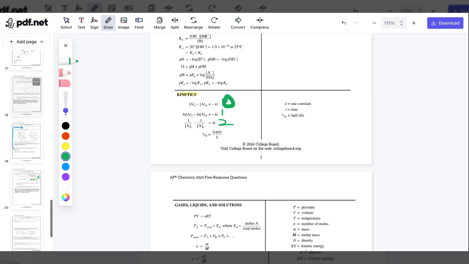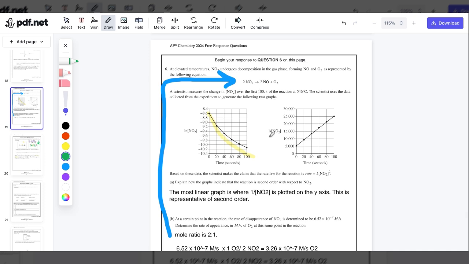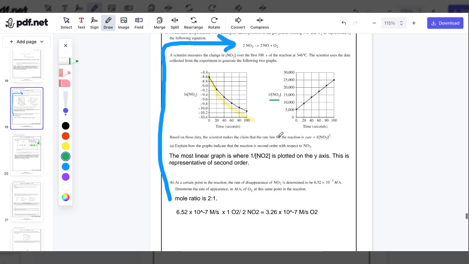And as we go over here, we notice, okay, we have 1 over the concentration of NO2, and that's the most linear. So that is going to be second order. So I said the most linear graph is where 1 over the concentration of NO2 is plotted on the y-axis, and that is the most representative of second order. That's all you need to say.